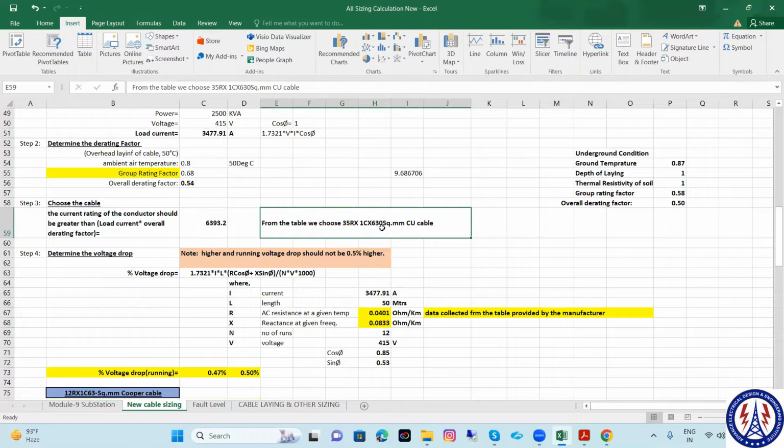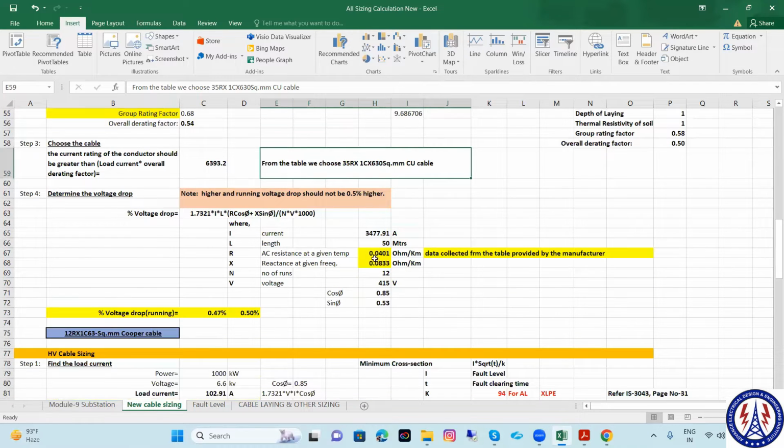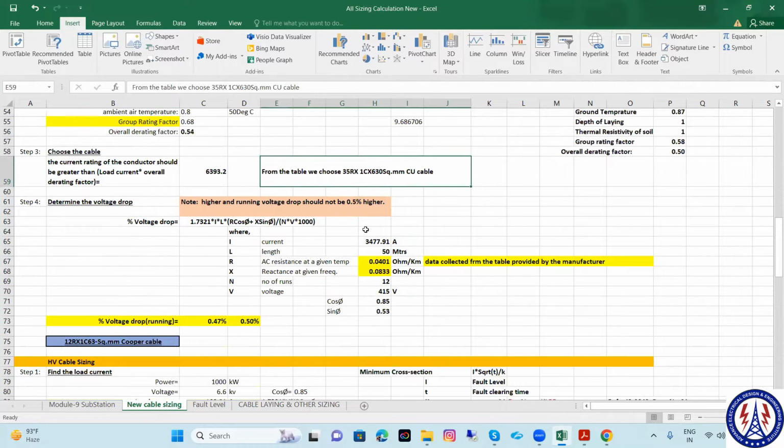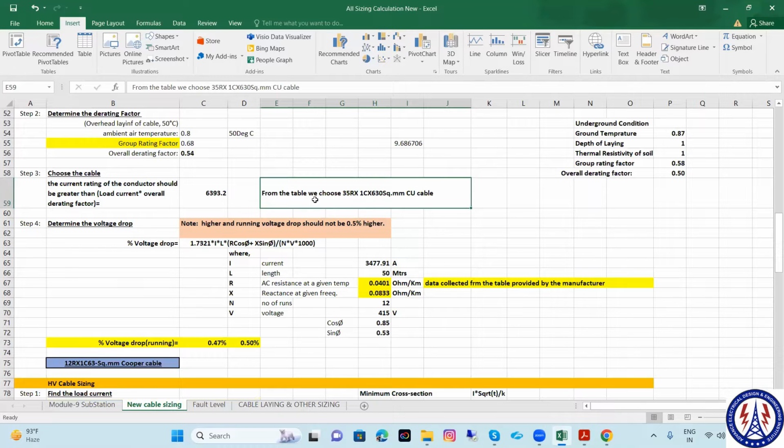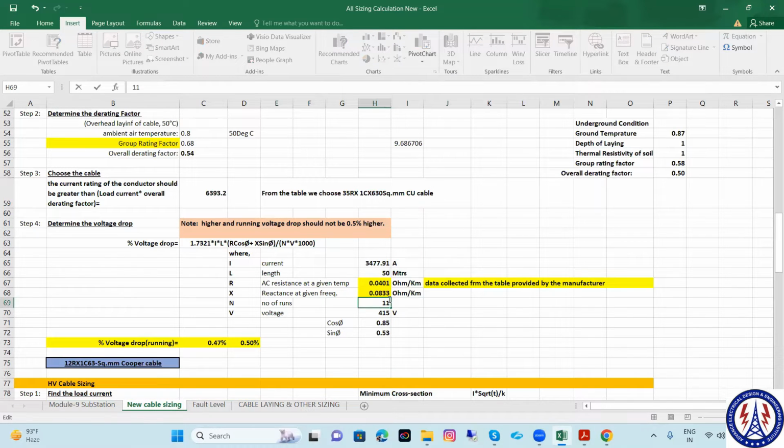Okay. The next condition is the running condition. So basically the formula will remain same. I will put everything in the column. Here the runs are 12, 12 numbers in each phase. So not 12, it's a 10. So all the things have been put here. Okay, this is the AC resistance. So 630 is current. I will see the current.